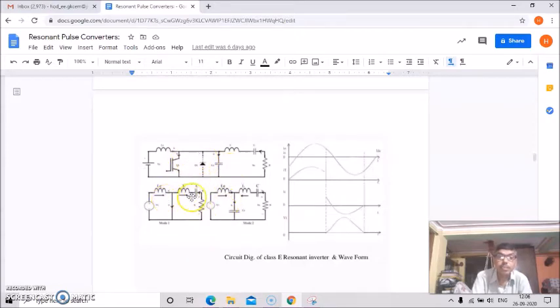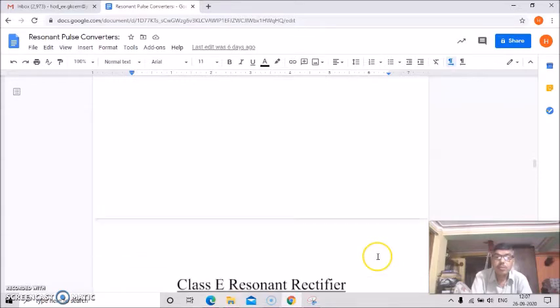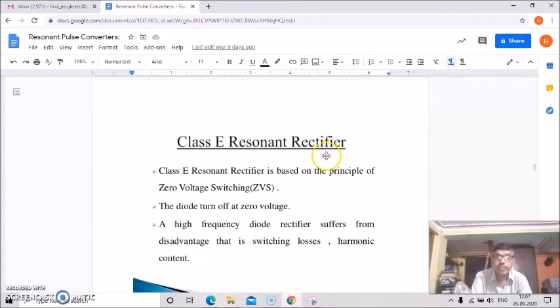Okay, this is the circuit diagram for mode 1 operations, and this is the circuit diagram for mode 2 operations. Clear? And this is the waveform. Okay, so that's about the class C inverter. Then the class E resonant rectifier.